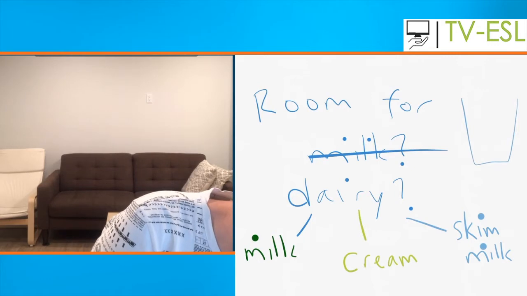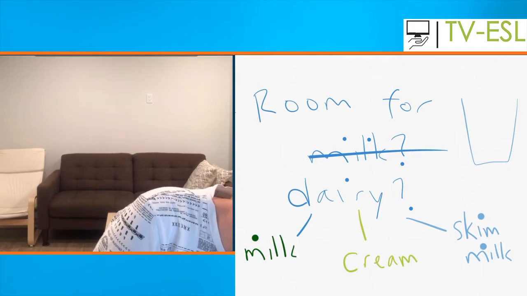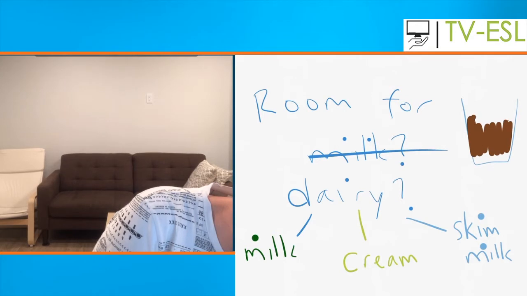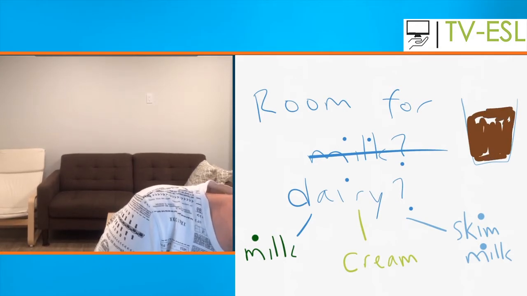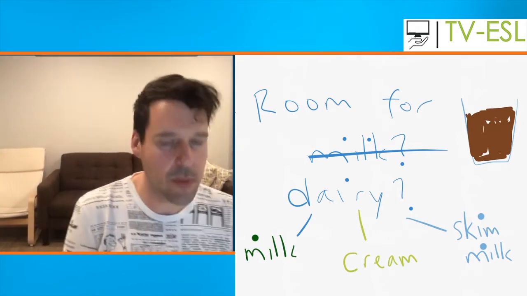So, like, which one's brown? Let's find brown. There is no brown. Let's go with that. Yes. Look at that, room for milk. Room for milk. If there wasn't room for milk, it would go right to the top.